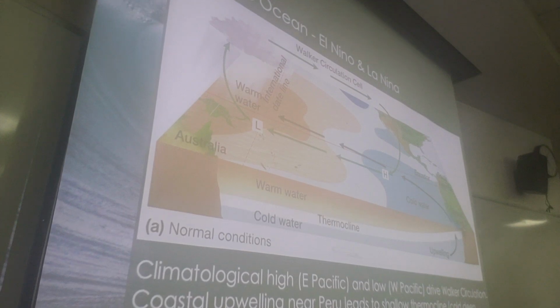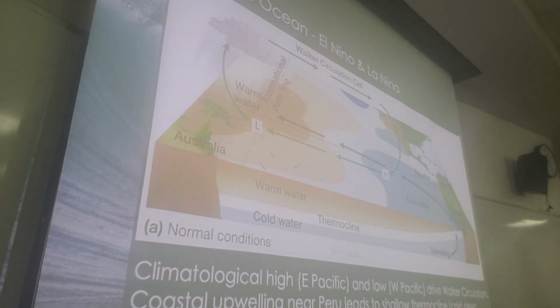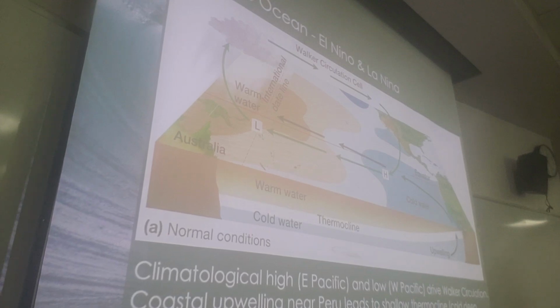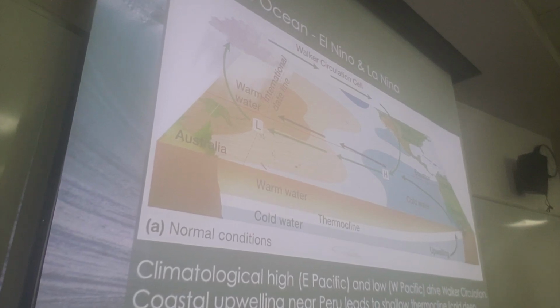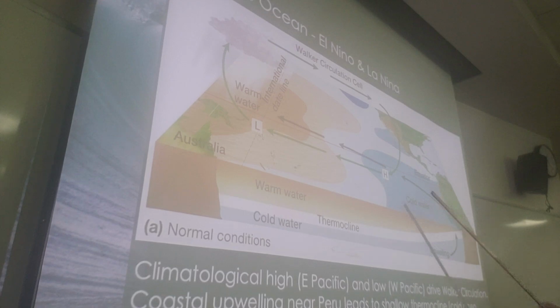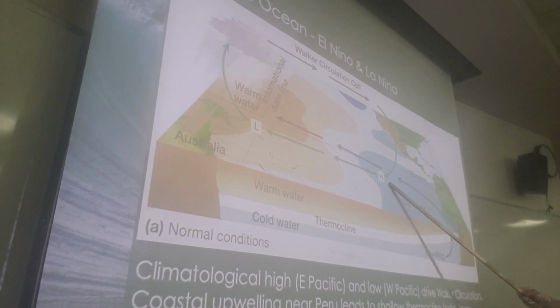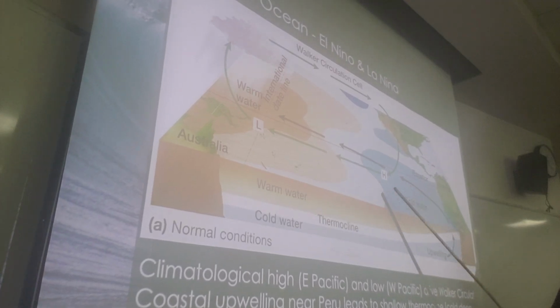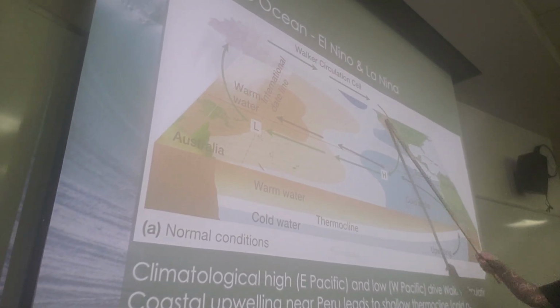So this would be neither El Nino nor La Nina, it's just what happens typically when we're not in one of those phases. And the structure of the Pacific Ocean circulation is kind of complicated, but I'll run through it quickly. So there's a climatological high pressure on the eastern side of the basin and a low pressure on the western side of the basin. High pressure is associated with descending air and clear skies, and we have sinking air here.